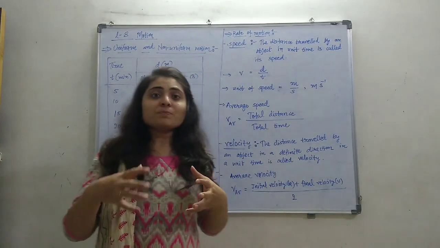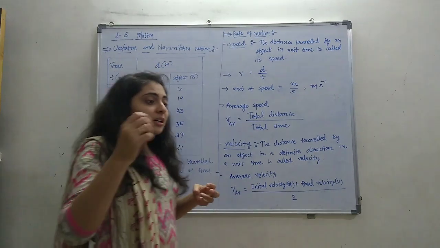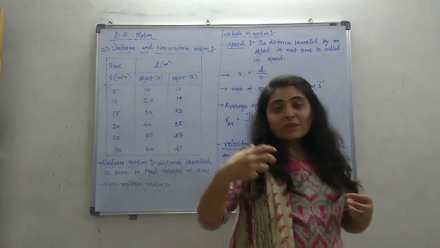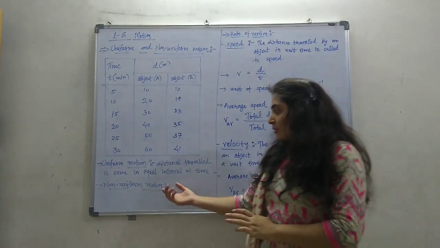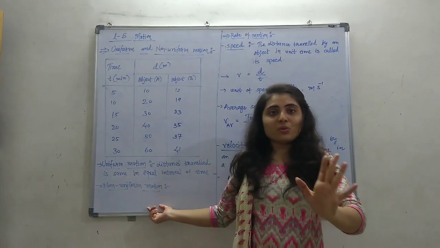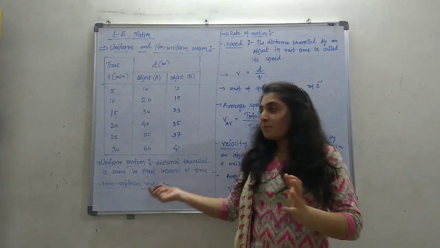The object is not traveling the same amount of distance in an equal amount of time. For example, a vehicle on a traffic road is in non-uniform motion.